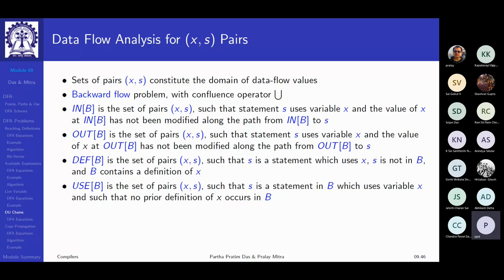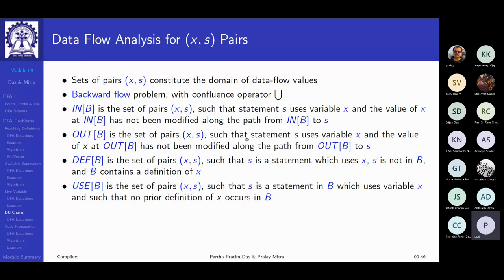The values are a pair, which is the variable X that is being defined, and S is a statement that uses this variable. So in[B] is a set of such pairs. Statement S uses variable X, and the value of X at in[B] has not been modified along the path from in[B] to S. So it's similar to live variable analysis, but here you are precisely finding out not only the liveness, but which definition is actually being used. I mean, where exactly the value is being used.